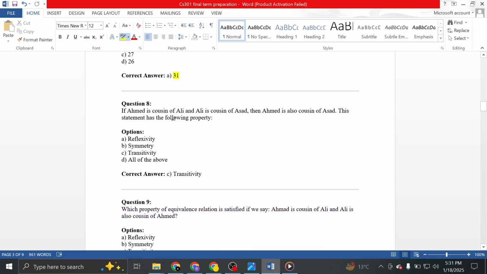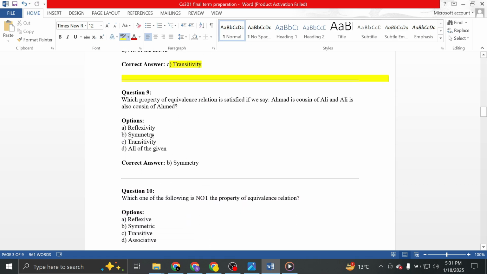Question 8. If Ahmed is cousin of Ali and Ali is cousin of Assad, then Ahmed is also cousin of Assad. This statement has the following property. Options: A. Reflexivity, B. Symmetry, C. Transitivity, D. All of the above. Correct answer: C. Transitivity.